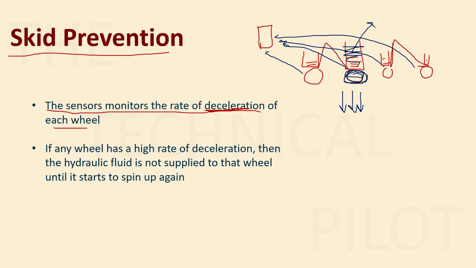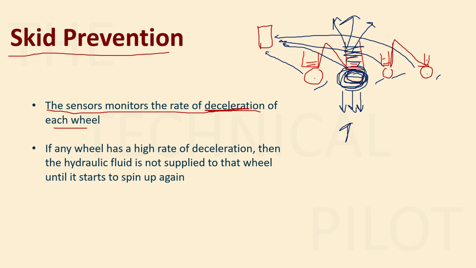It will free this wheel until the rate of deceleration comes back to normal. Normal is what? As the other wheels, right? All the wheels should have the same rate of deceleration. Only then will the aircraft not skid. So it will release all of the braking pressure from this wheel, and then the wheel will again start to rotate faster.